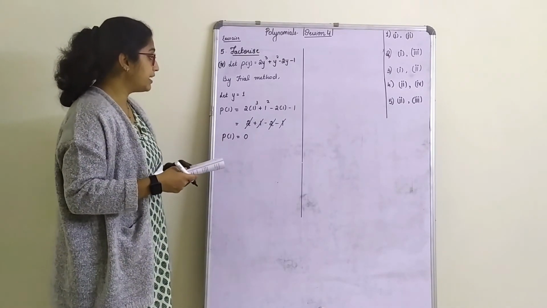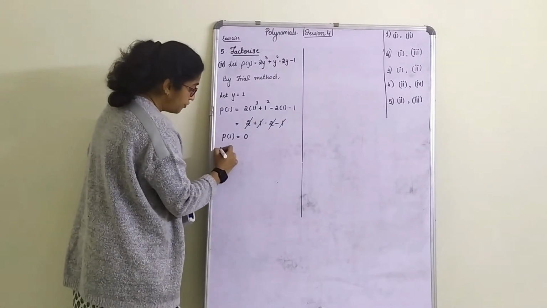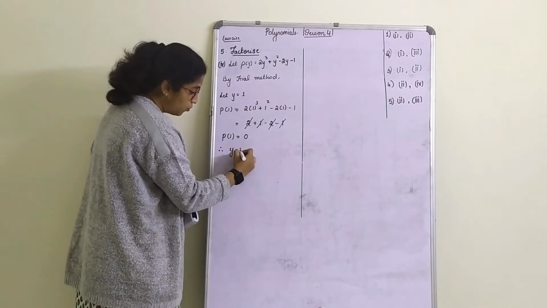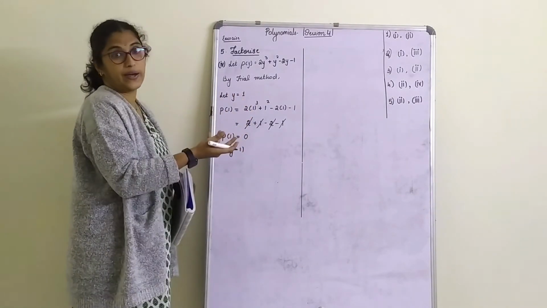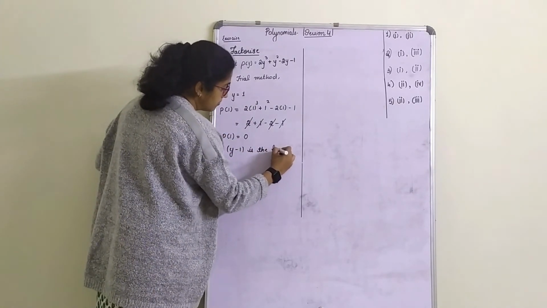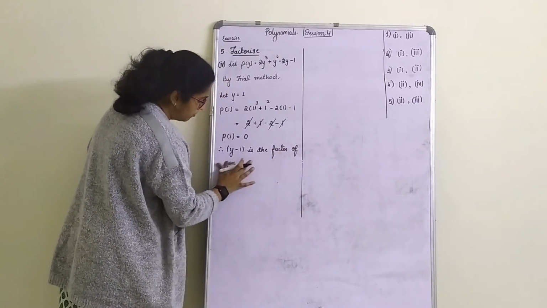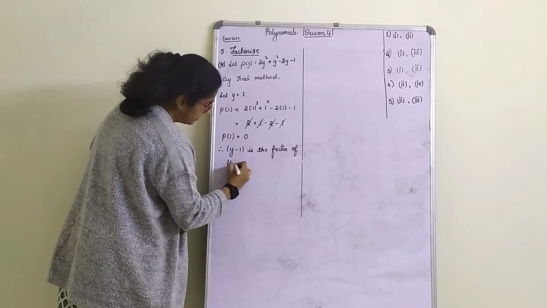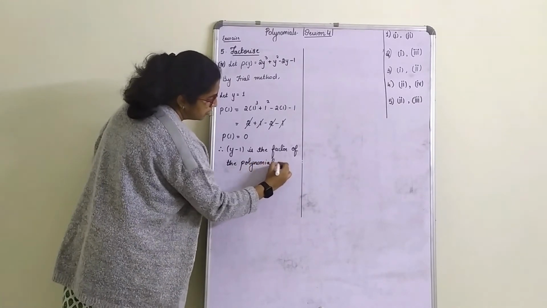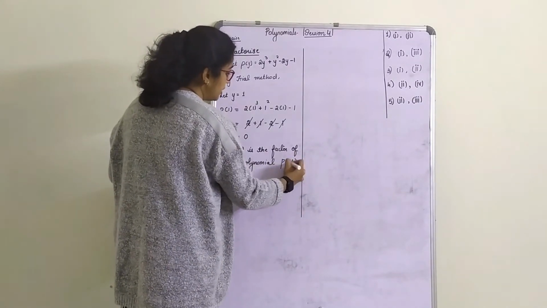So since p of 1 is equal to 0, that means what? This is a factor. Therefore, y is equal to 1 is a factor. How do you write that? y minus 1, when you equate, you get y is equal to 1. Is the factor of the given polynomial, of the polynomial P of y.